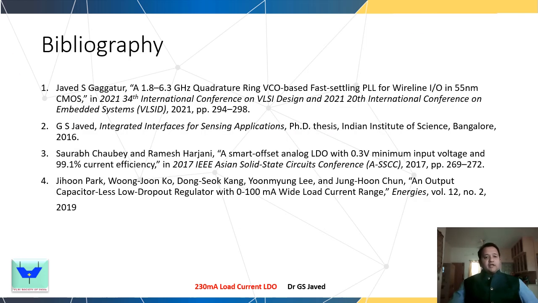With this, we would like to summarize and show that these are the reference circuits that we have used for the design comparison.